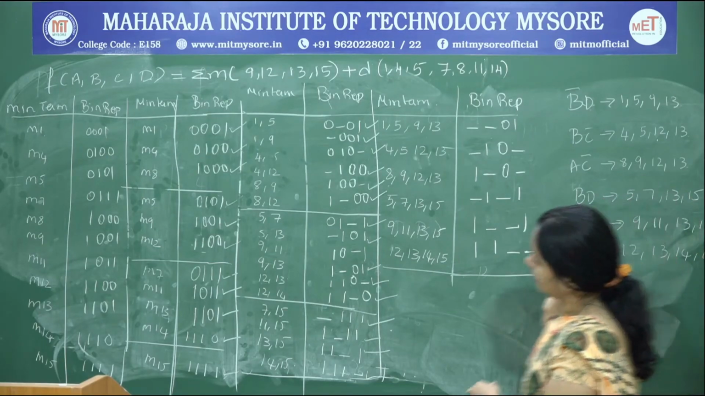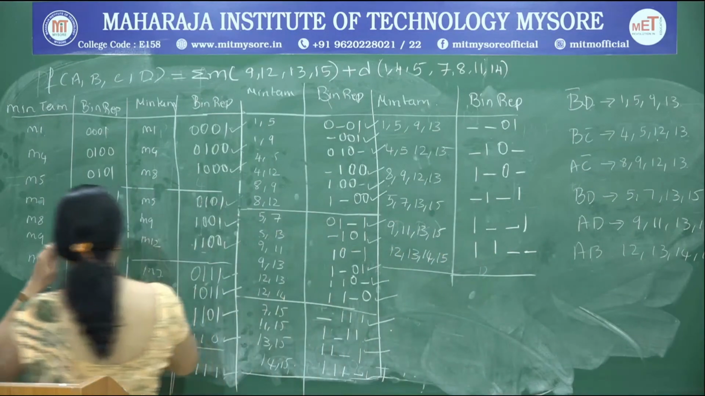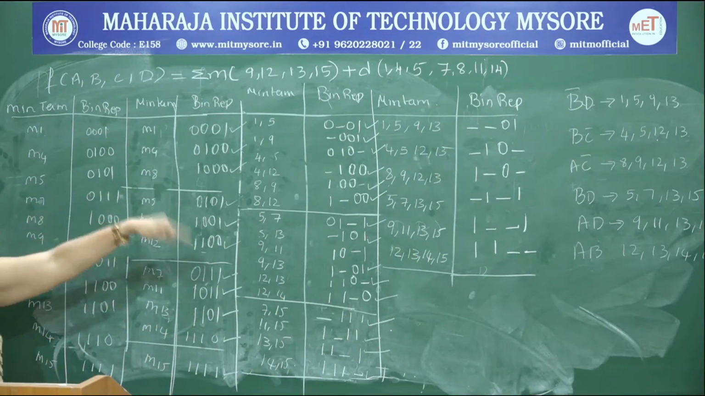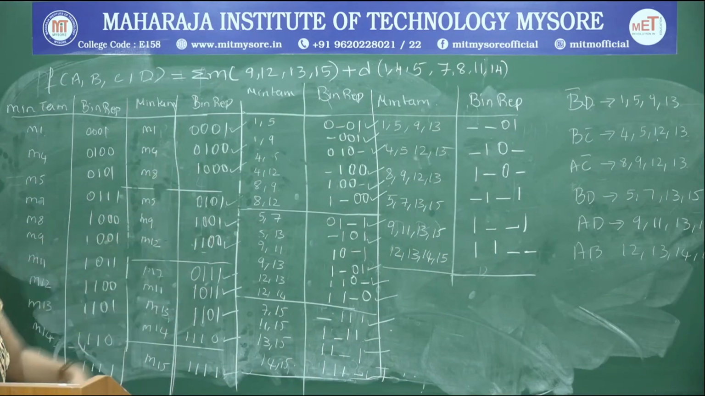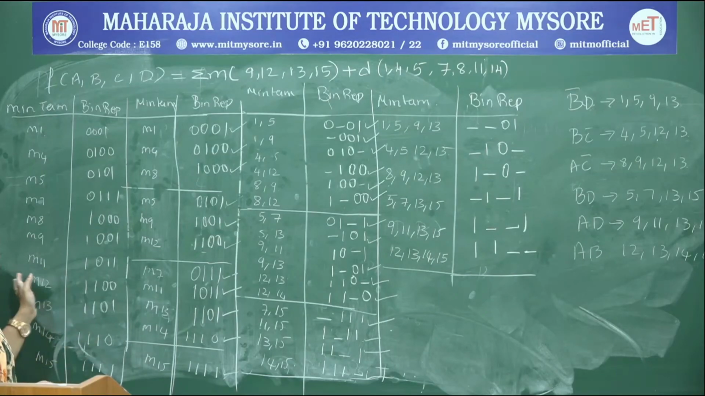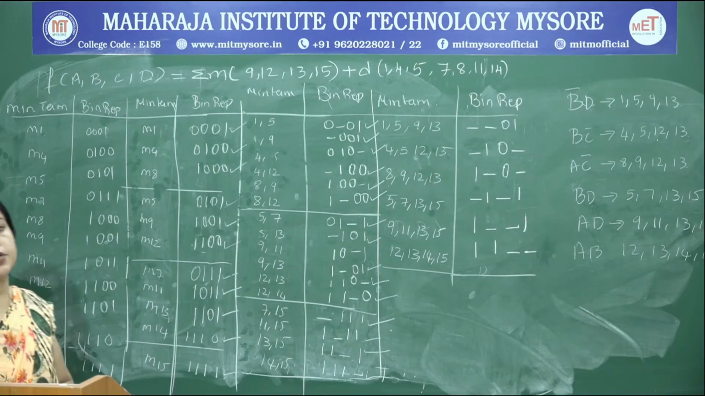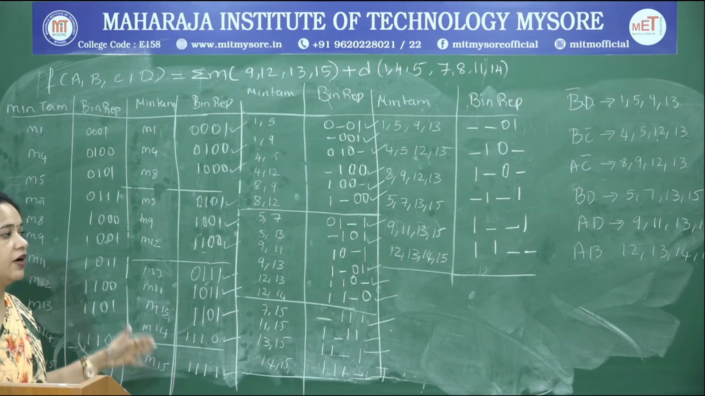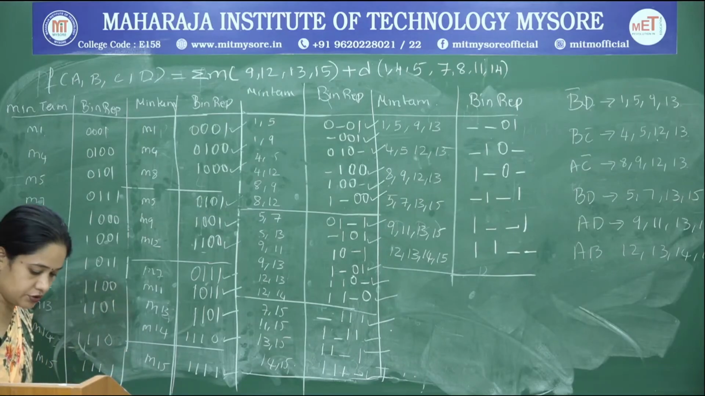Now we try to apply Petrick's method. First we will write the table wherein we list all the prime implicants and their min terms, and column-wise we write the expression for these prime implicants and try to apply the distributive law of multiplication as well as the uniting theorem to simplify and arrive at all possible solutions.